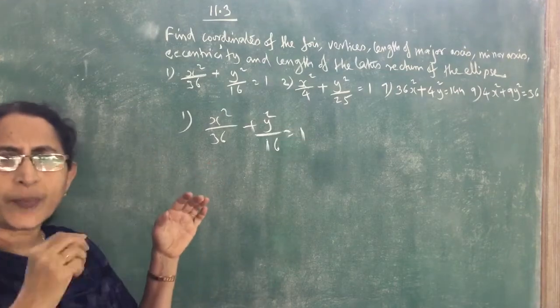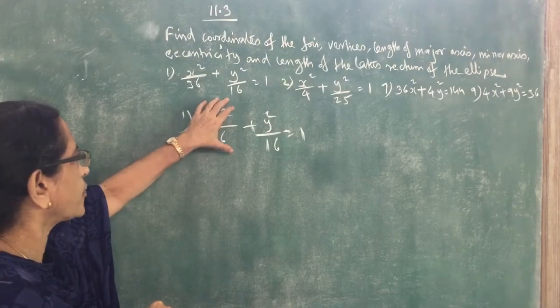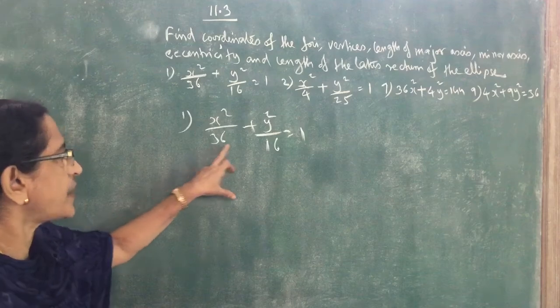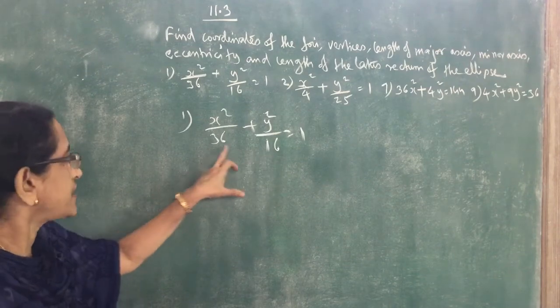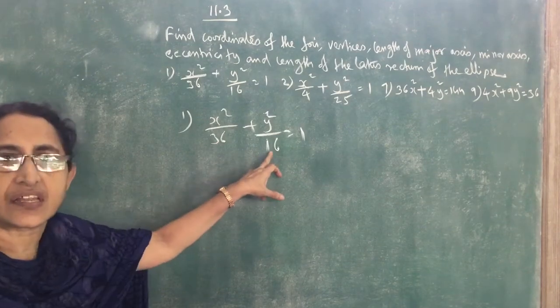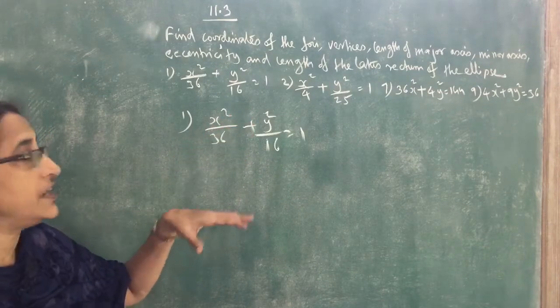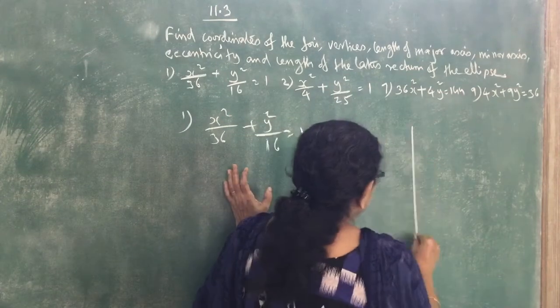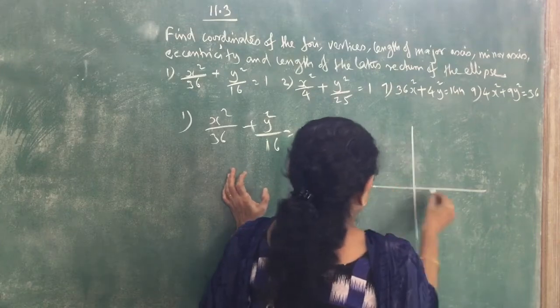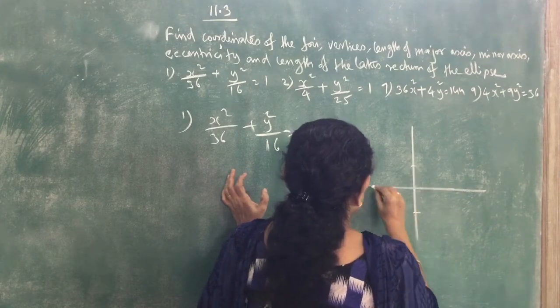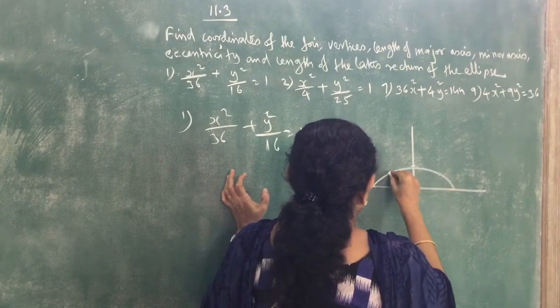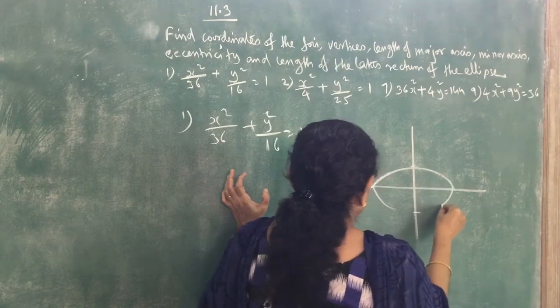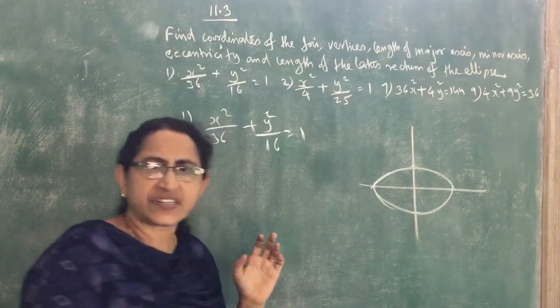Here, the denominator of the x square term is bigger than the denominator of the y square term. 36 is bigger than 16. So it is the first type ellipse.